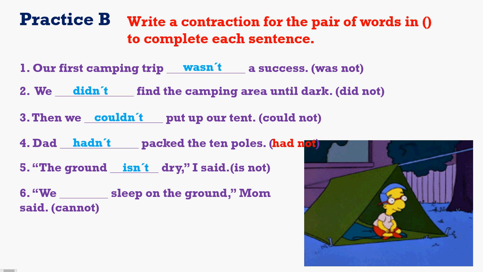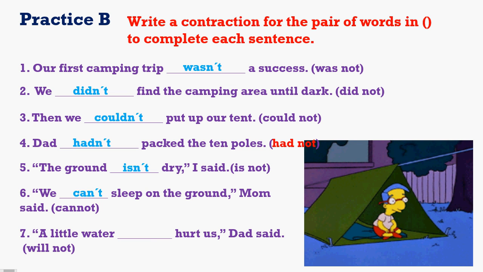Number 6, we sleep on the ground. Mom said. The contraction for cannot is can't. Good job. Repeat with me. Can't. Number 7, a little water hurt us. That said. The contraction for will not, remember, este es el único caso que cambia bastante. The contraction for will not is won't. Won't. Let's continue.